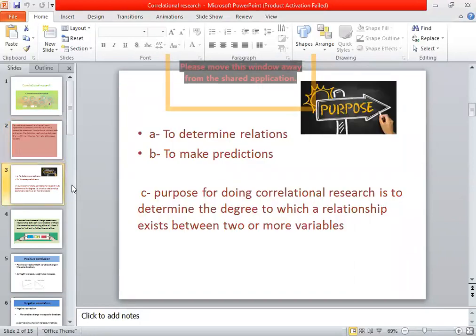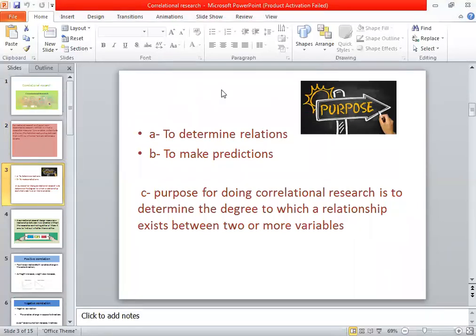What is the purpose or focus of correlational research? When we say that correlational research is an associational research, where the association or relationship between two different variables is measured, then what is the purpose? Why is this research done? To determine the relationship and to make predictions. These are two main important purposes of correlational research. One, to determine the relationship between different variables, and second, to make predictions.